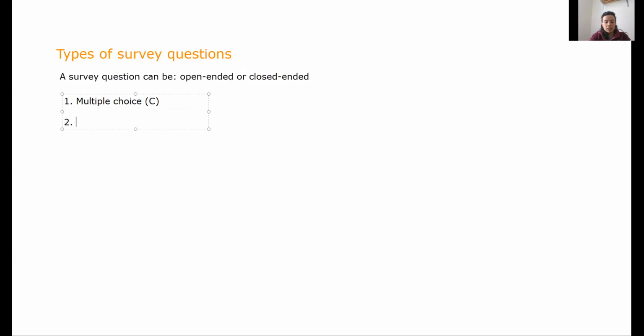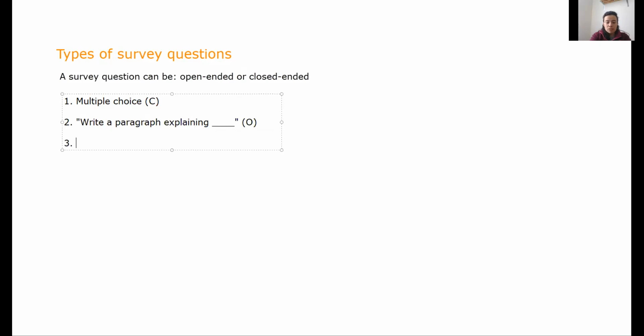Then you can have questions of the form, write a paragraph explaining something. According to you, is this open-ended or closed-ended? Open-ended, very easy, yes.